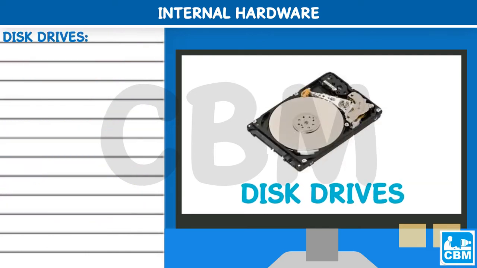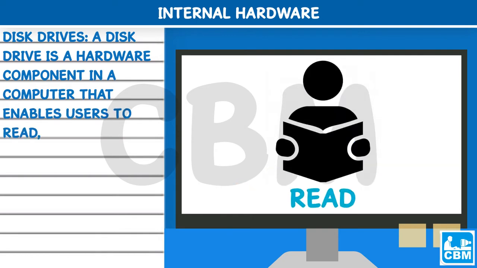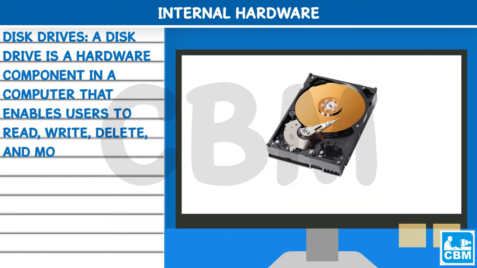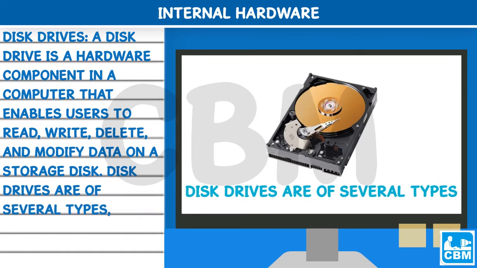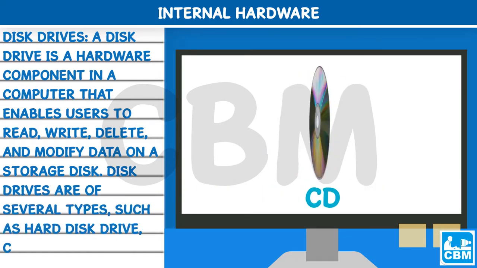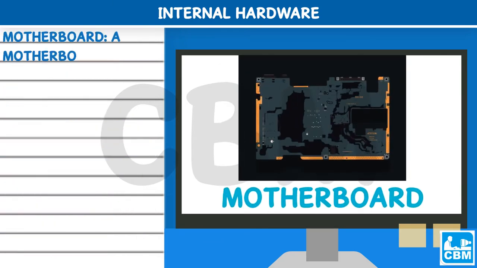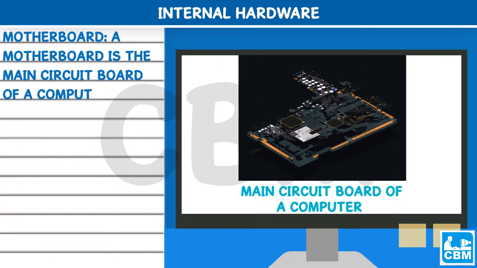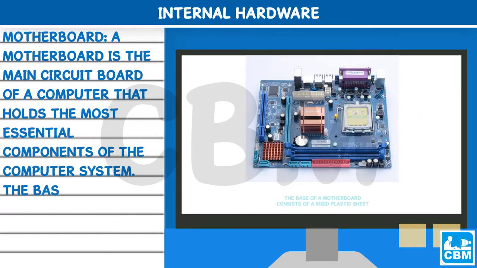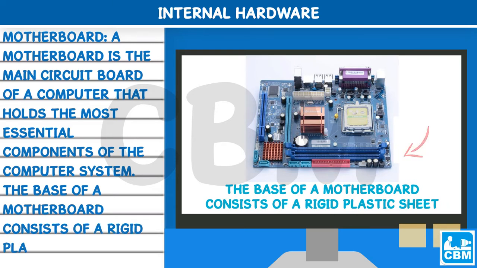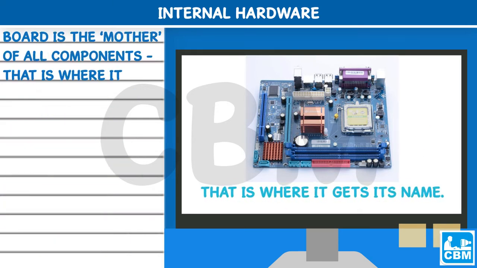Disk drives. A disk drive is a hardware component in a computer that enables users to read, write, delete, and modify data on a storage disk. Disk drives are of several types, such as hard disk drive, CD/DVD drive, etc. Motherboard. A motherboard is the main circuit board of a computer that holds the most essential components of the computer system. The base of a motherboard consists of a rigid plastic sheet. The board is the mother of all components. That is where it gets its name.